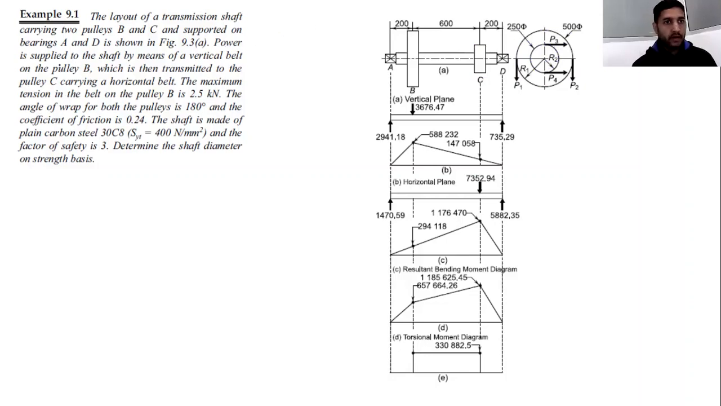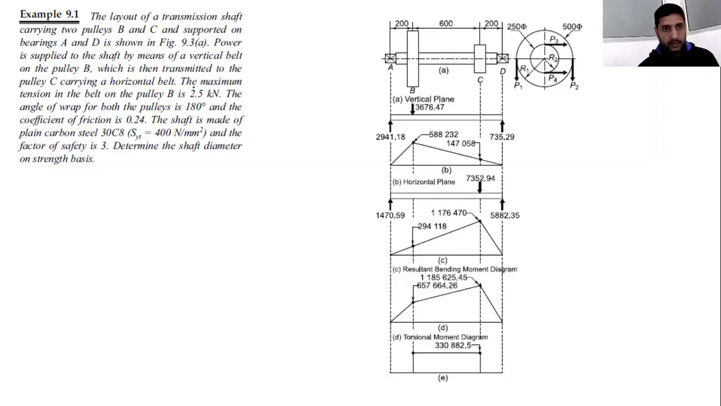Power is supplied to the shaft by means of a vertical belt on the pulley B, which is then transmitted to pulley C carrying a horizontal belt. How is the power getting transmitted? Power is getting transmitted by the shaft to pulley B, which is carrying a vertical belt. You can see here P1 and P2 are acting in vertical directions, so the belt is in the vertical direction. After that, the power is transmitted from pulley B to pulley C, and pulley C is carrying a horizontal belt. This is how the power is getting transmitted.